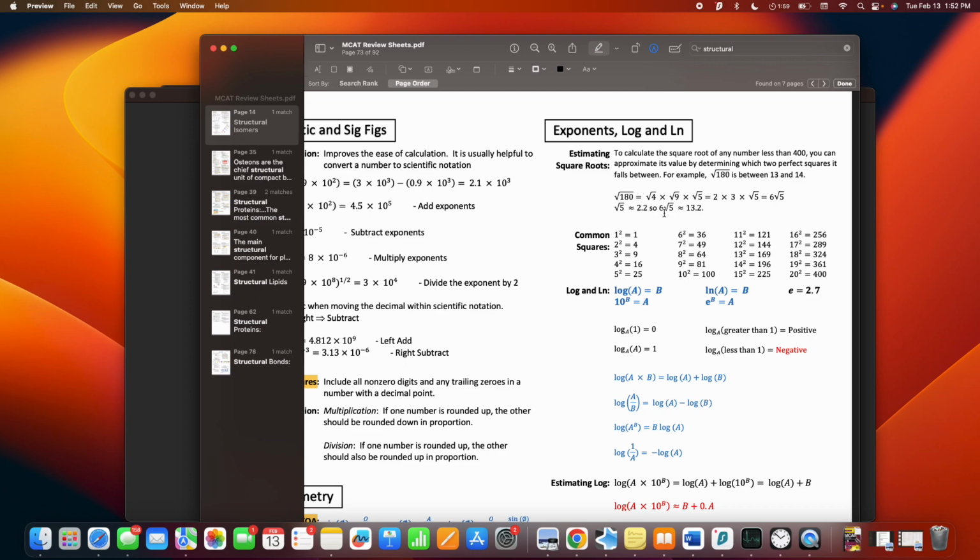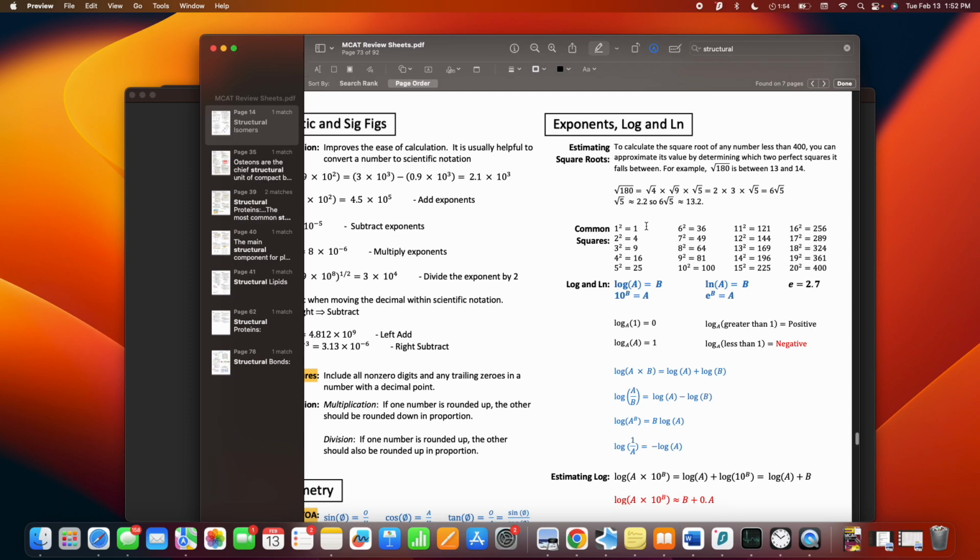So 6 times 2.2 is 13.2. The common square roots are these: 11 is 121, 12 is 144, 13 is 169, 14 is 196, 15 is 225, 16 is 256, 17 is 289, 18 is 324, and 19 is 361.